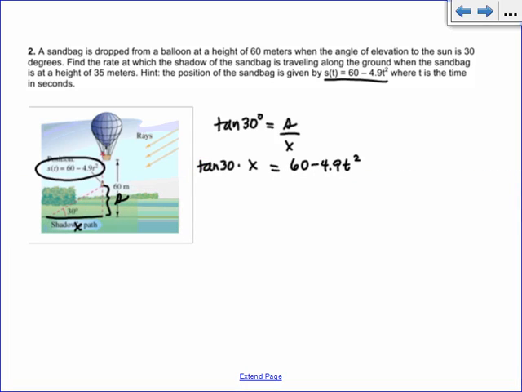And now I can take the derivative. But the nice thing about this is when I take the derivative of a t, it's dt over dt. So I'm not going to need that there, right? Does that make sense? So as I take the derivative, I'm going to have tangent of 30, which is a number, times dx over dt equals negative 9.8t, and then dt over dt is just 1, right? And we can solve it out.